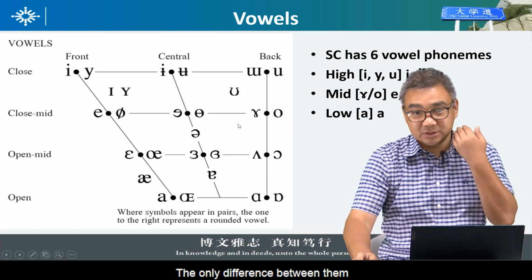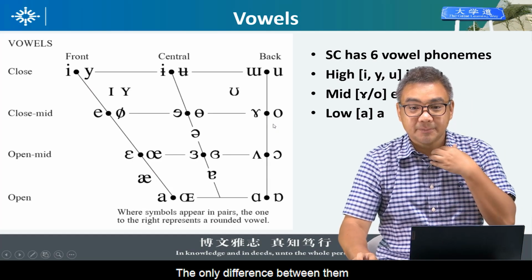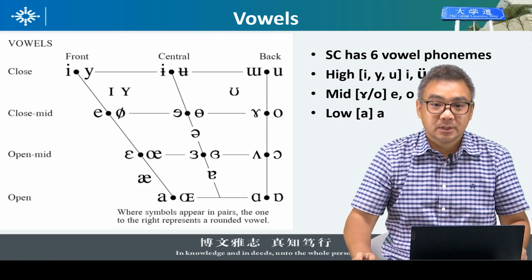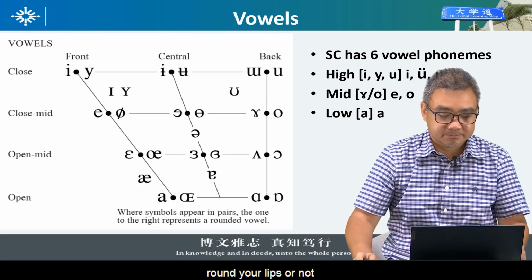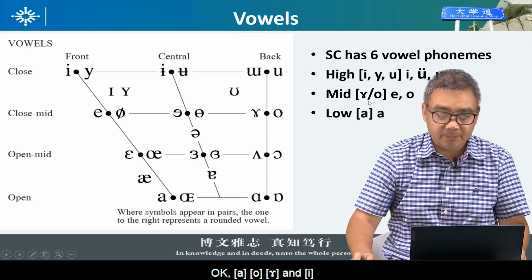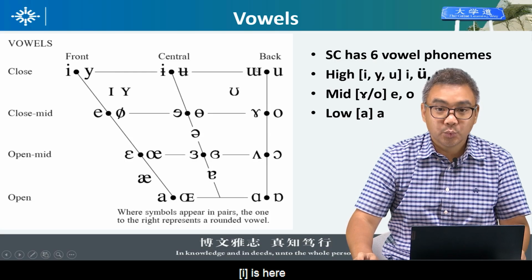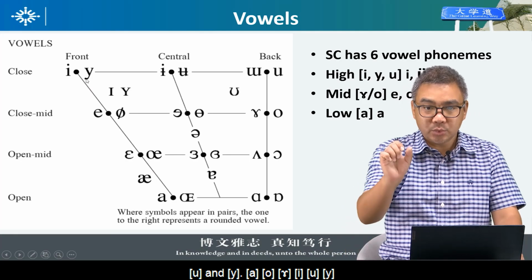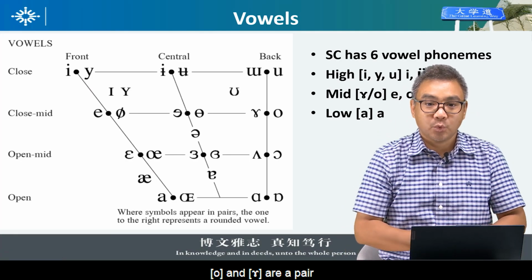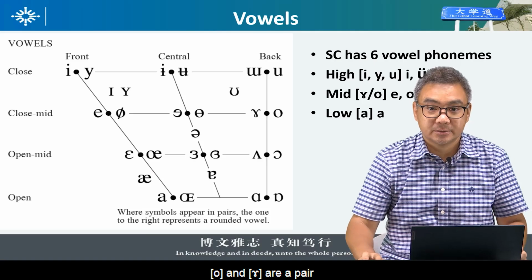The only difference between them is whether you round your lips or not. Okay, R, O, and E is here, U and U. R, O, E, U. Okay, E and U are a pair. O and R are a pair.